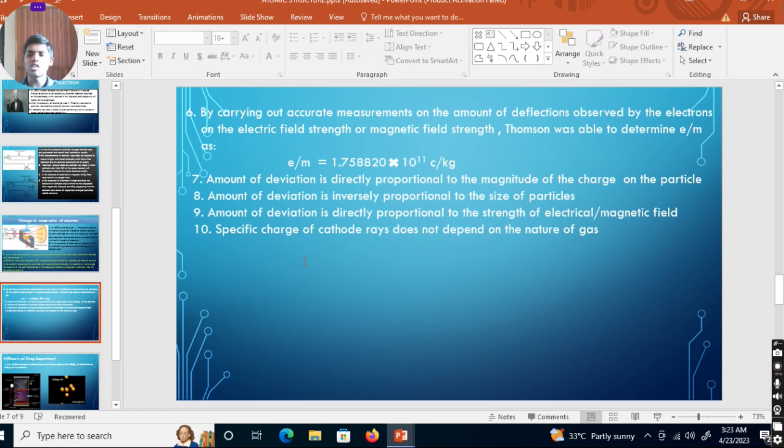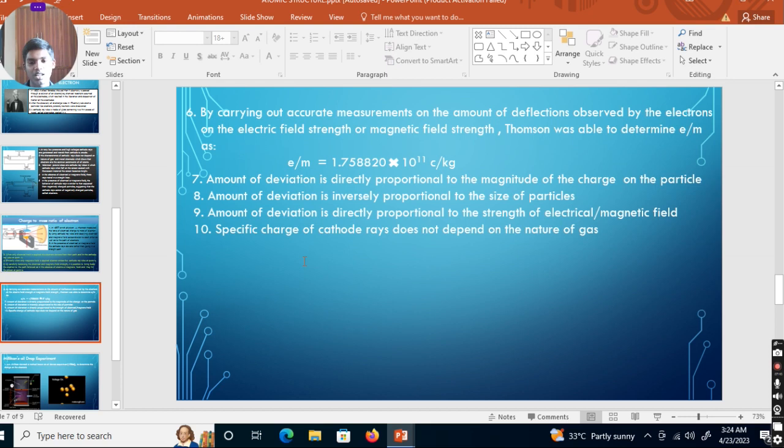Now, the specific charge of cathode rays does not depend on the nature of the gas. We discussed this in the discharge tube. It does not depend on the nature of the gas taken or the metal electrodes either. Now, this is the charge to mass ratio of the electron. The main thing here is the ratio, 1.758820 × 10^11 coulomb per kg. Very simple, only the observations we have to know.